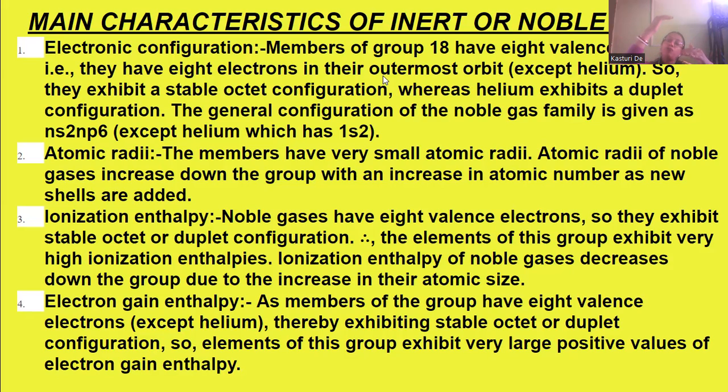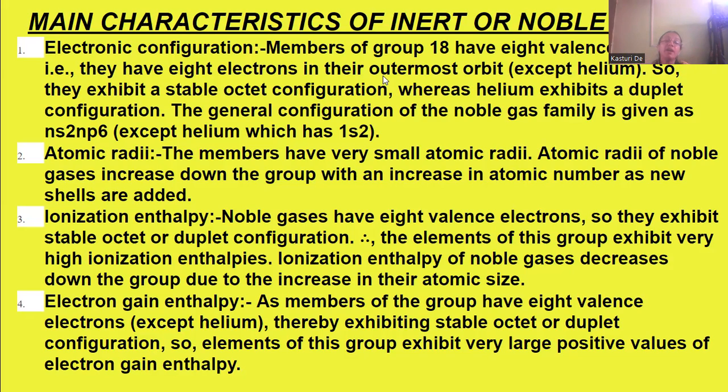As we move from top to bottom, their atomic size increases, and the ionization enthalpy decreases. That is inversely proportional. At the top, the ionization enthalpy is more and atomic size less. Less atomic size, ionization enthalpy is more. When we are moving down, the atomic size increases and ionization enthalpy comes down. Clear?